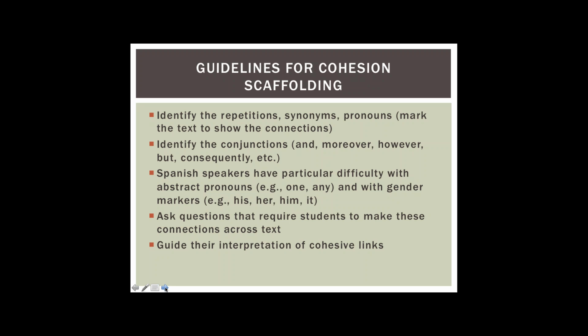Some kids who come from different languages may have difficulty with particular types of constructions like abstract pronouns, one and any, or with gender markers because they don't have those in their own language. And so we teach kids how to make those kinds of interpretations: gee, I'm not understanding this, but there's a tool I have. I can start to connect these words and it'll help me to understand the meaning.